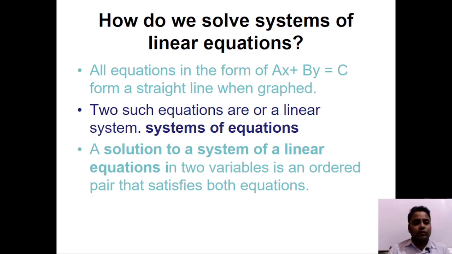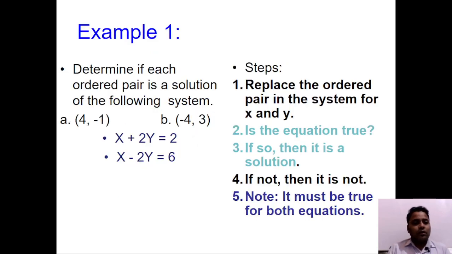The second point is that two such equations form a linear system of equations. A solution to a system of linear equations in two variables is an ordered pair that satisfies both the equations. Here we can see in the example: determine if each ordered pair is a solution of the following system, like (4, -1) in A and (-4, 3) in B.